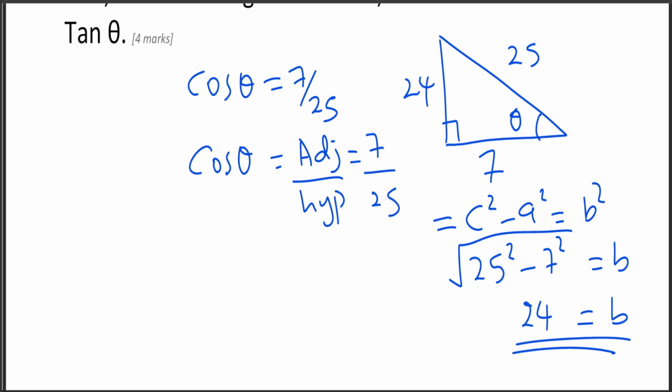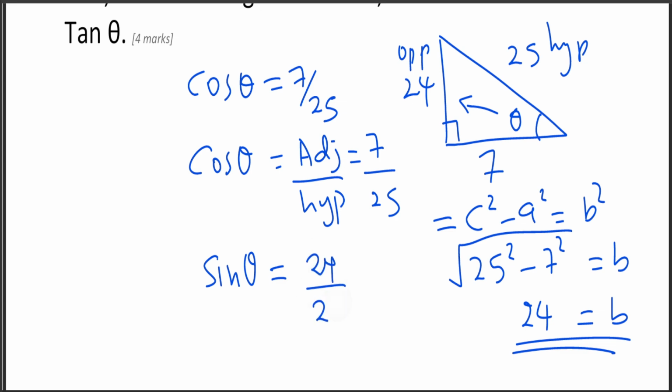Now there are two ways. Once we have cos theta, we can search for sin theta. Sin theta is equal to opposite over hypotenuse. The opposite of that theta is 24 and the hypotenuse is 25. So sin theta is equal to 24 over 25.